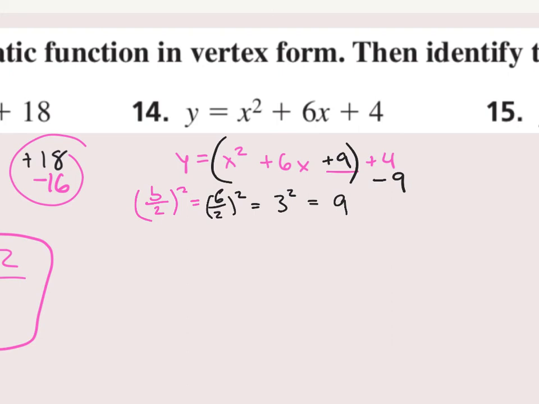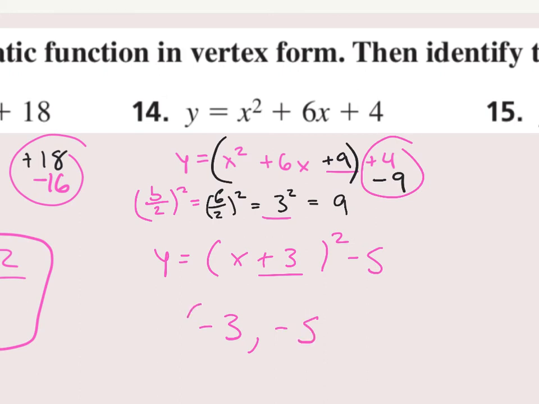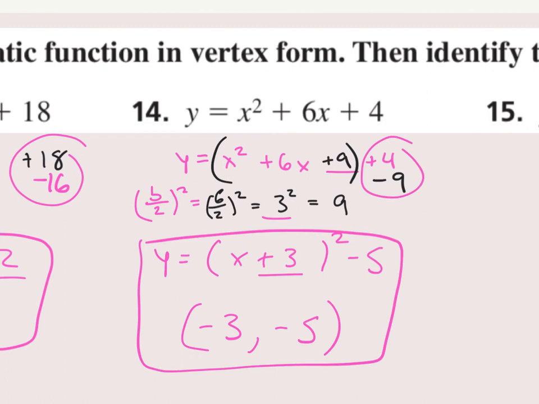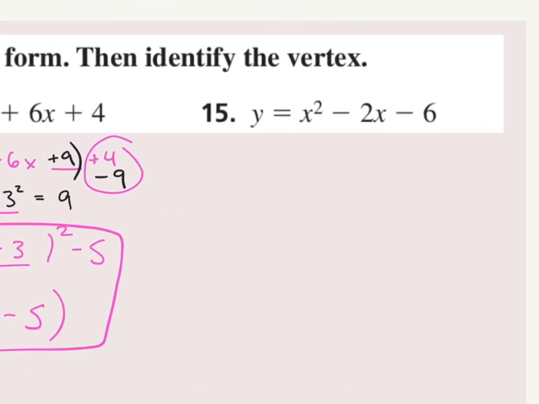So now I simplify. So this is x plus 3 squared, and then 4 minus 9 is negative 5. So y is equal to x plus 3 squared minus 5. And then our h comes from inside the parentheses, we have to change the sign, and our k is outside the parentheses, which is negative 5. So this is our formula in vertex form and our vertex.